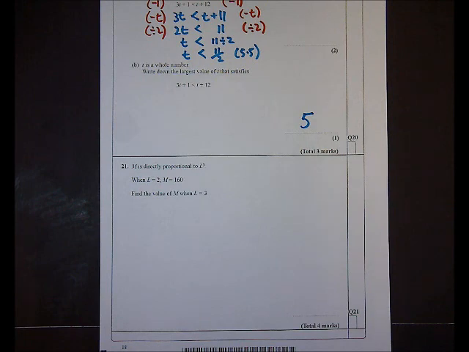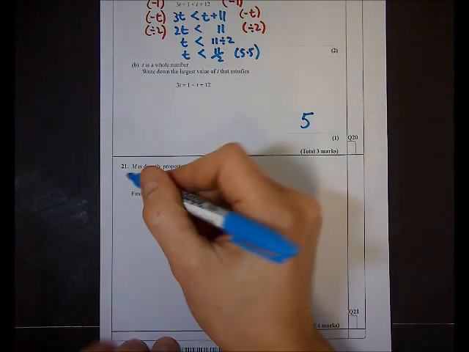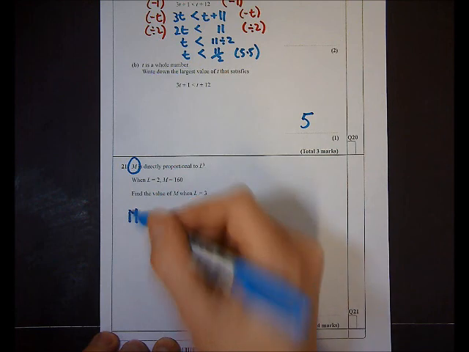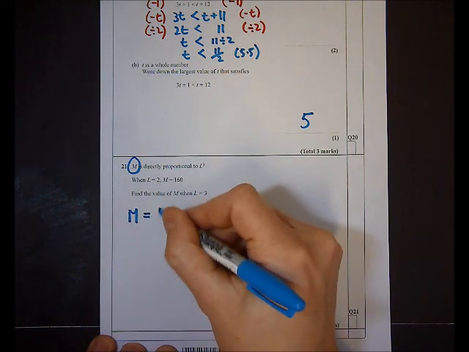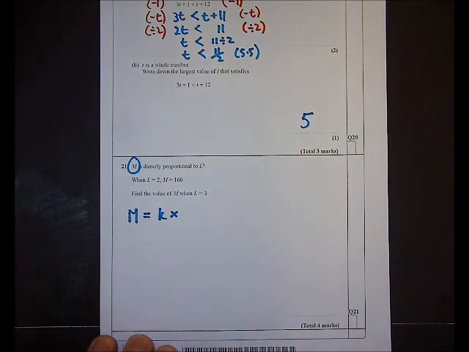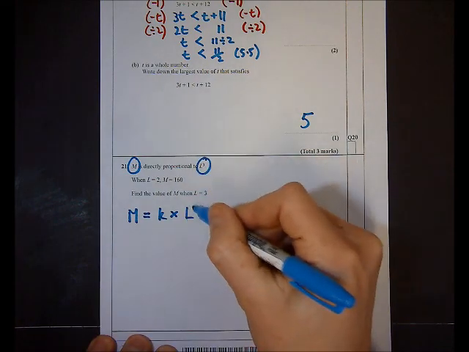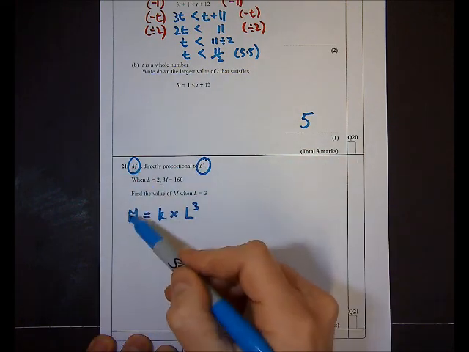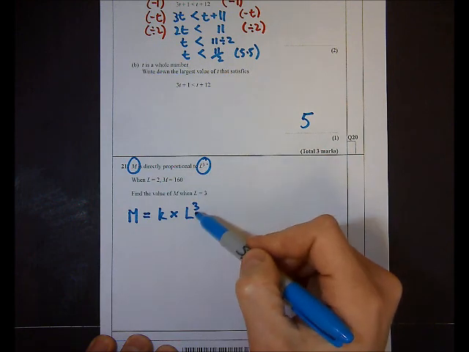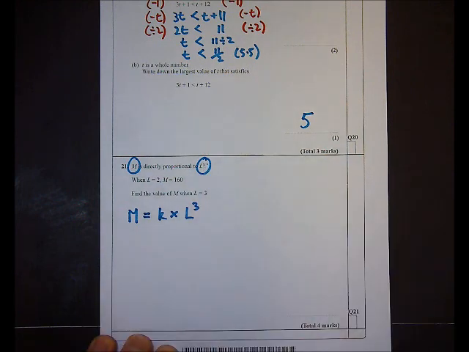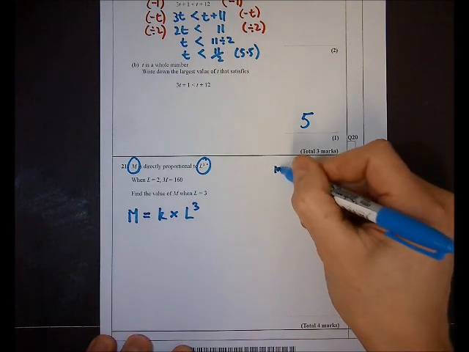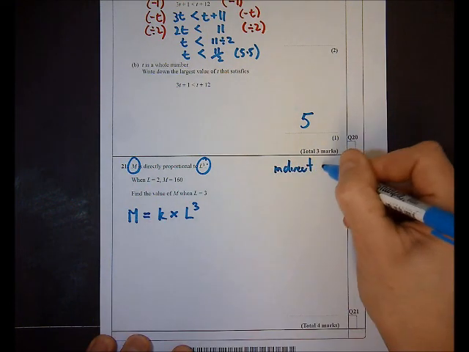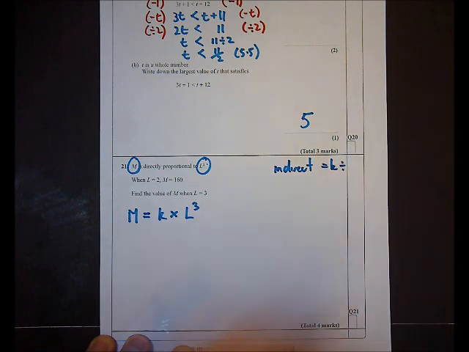On question 21, I'm told that m is directly proportional to L cubed, which is m equals k times L cubed. Notice it was the first letter I found, the last letter I found, including its power or other operation, and when it said directly proportional, I put equals k times. If it had been indirectly proportional, then I put equals k divided by.